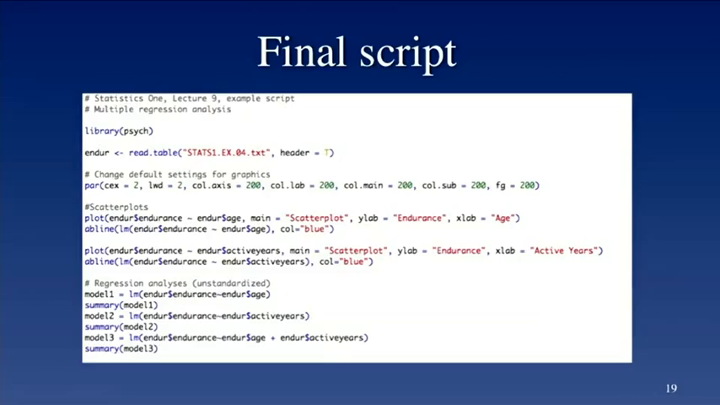So here, to summarize, is the final script for that multiple regression analysis. Again, I had some comments at the top. I read the data into an object called endure. Again, I'm playing with my default settings to get my graphics pretty here in the video room. Then I did some scatter plots to show you the simple regression results. And then I ran 3 models, Model 1, Model 2, Model 3. I used the LM function and the summary function to get that output that we looked at.